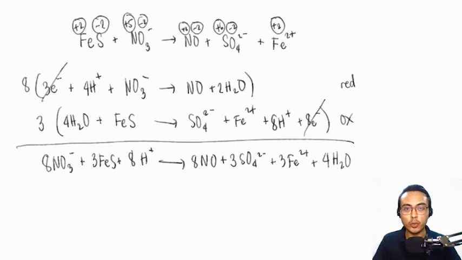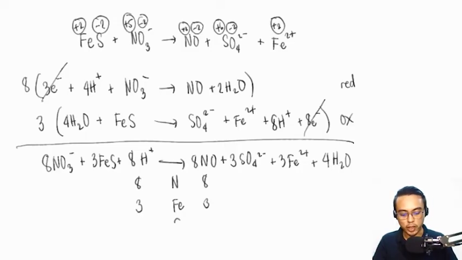If you want to make sure, we can do a count of all of the atoms. Let's do nitrogen. We have 8 on the reactant. We also have 8 on the products. For iron, we have 3 in the reactant. We also have 3 in the products. For sulfur, we have 3 in the reactant, and we also have 3 in the products.